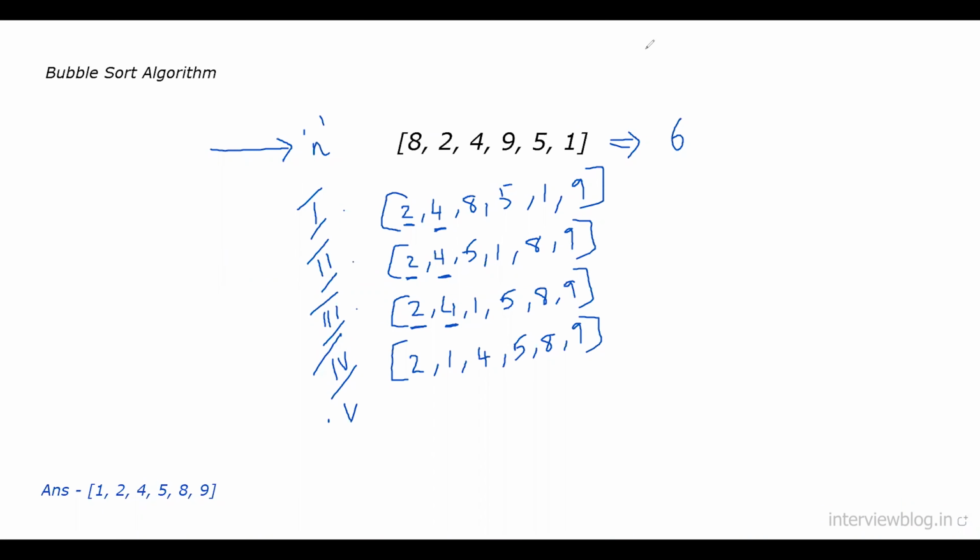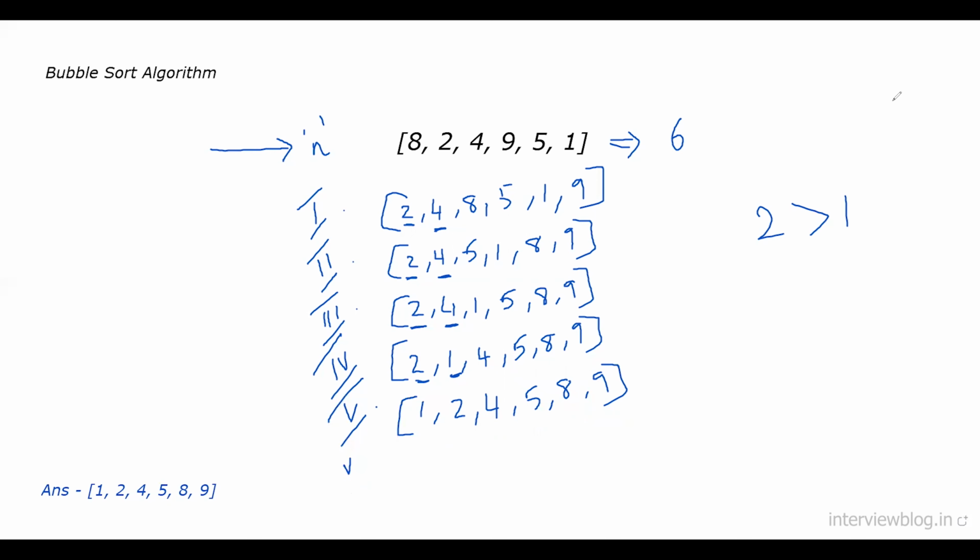So during our fifth pass, we will be comparing this 2 and 1. Since this 2 is greater than 1, I will be swapping this 2 and 1 and our input array will now become 1, 2, 4, 5, 8 and 9. So now this will be the last iteration and we can find that this 2 has also been placed at the correct position in the given input array.